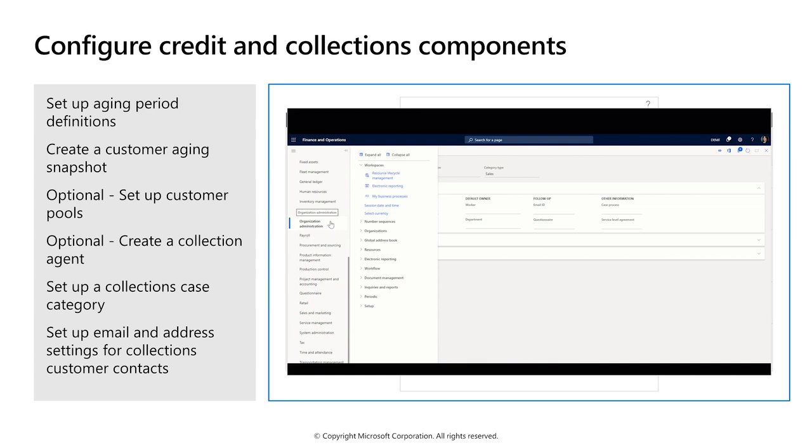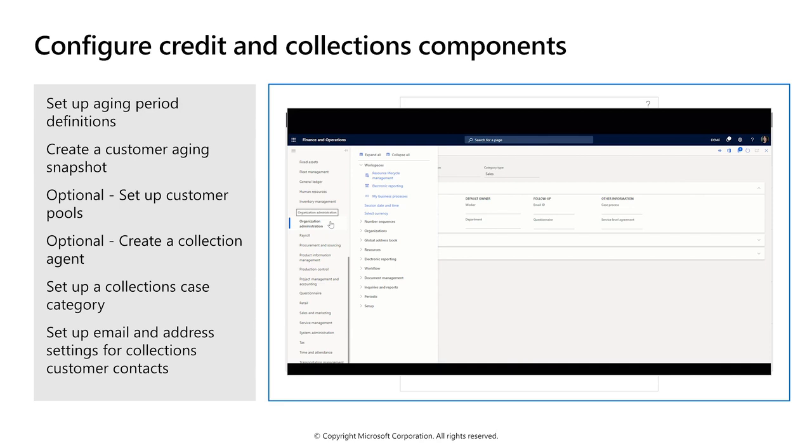If a customer pool is set up, aging period definition for the pool is used. If no customer pool are set up, the default aging period definition that is specified on the account receivable parameter page is used. If no default aging period definition is specified, the first aging period definition on the credit and the collection setup aging period definition page is used.